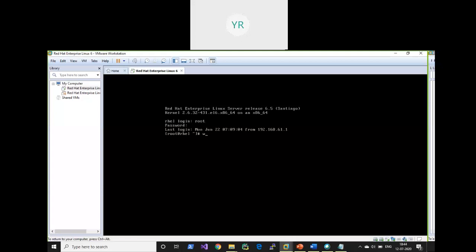Check which run level we are in, who -r, or runlevel. Run level 3. Again, if you want to go back to run level 5, do it the same way. Temporarily we can change it like that, but if you want to change it permanently, you must change it through that file. Which file is it? /etc/inittab.